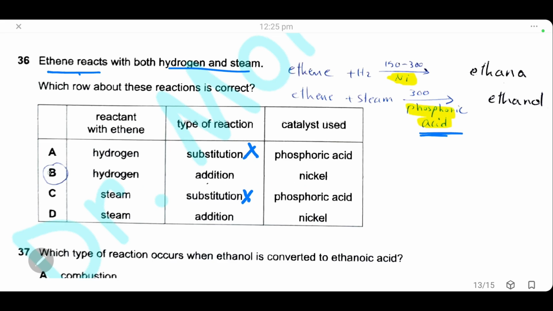So the only correct answer is B. Reaction of ethene with hydrogen. It's an addition reaction and the catalyst is nickel.